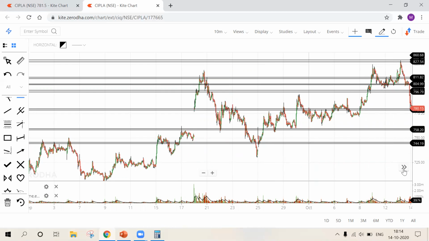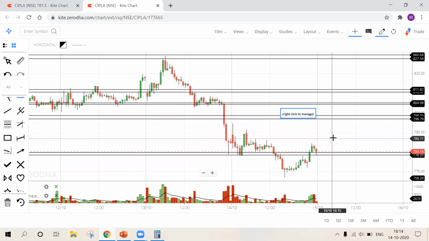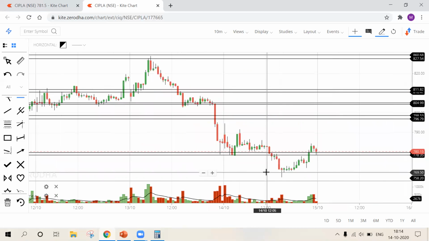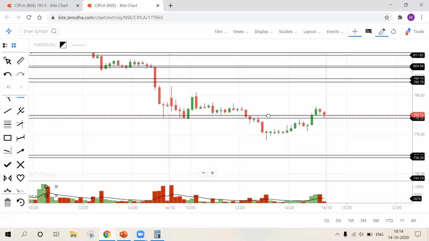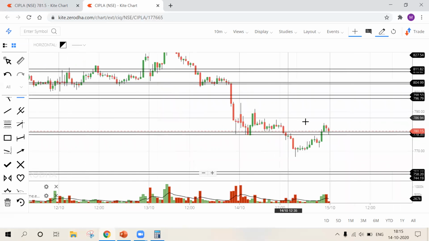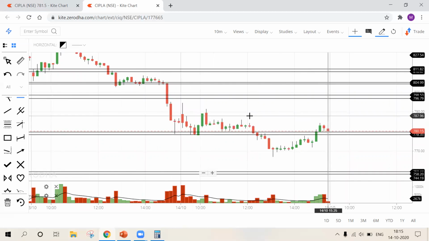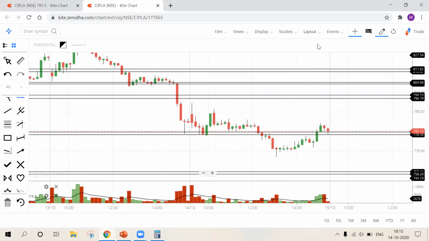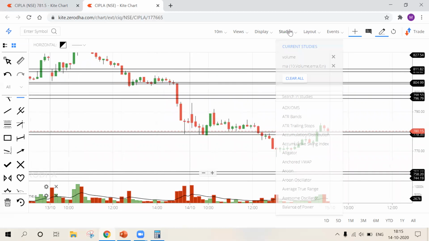Now, ready to see the surprise. All right. Oh, it actually didn't move. The market moved sideways. Okay, no problem. I'll explain this with another stock as well.